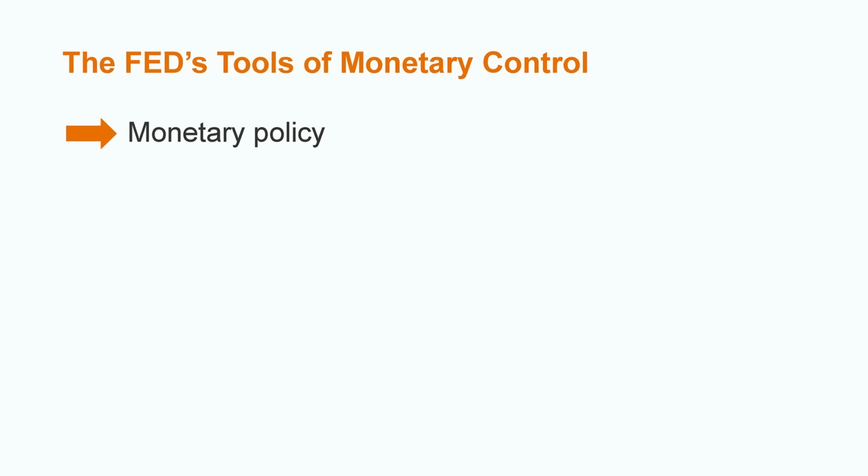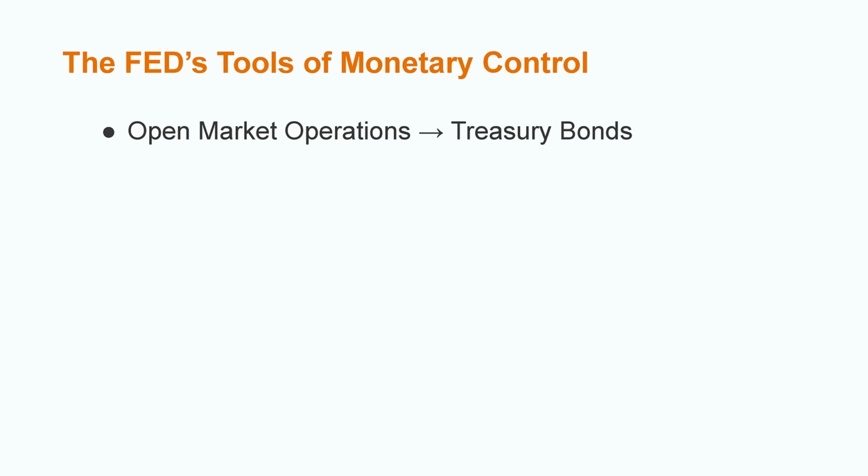The Fed has its own tools of monetary control. This is what we know as monetary policy. There are three kinds of monetary policy. First of all, we have the open market operations, which consist of the Fed buying or selling treasury or government bonds. How does this affect money supply?